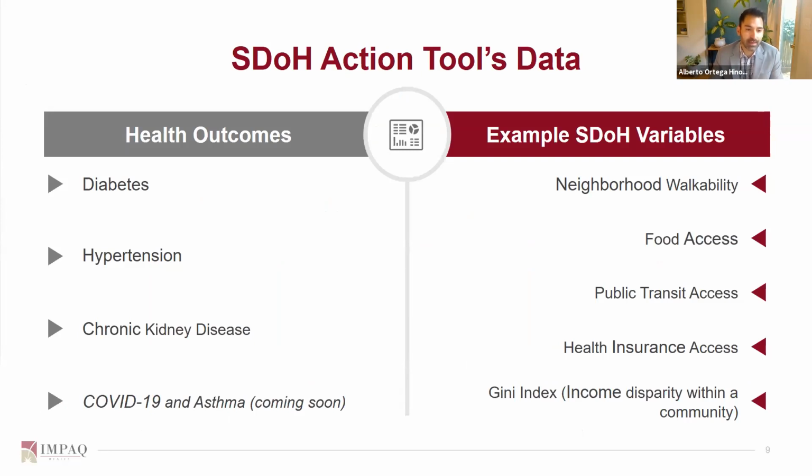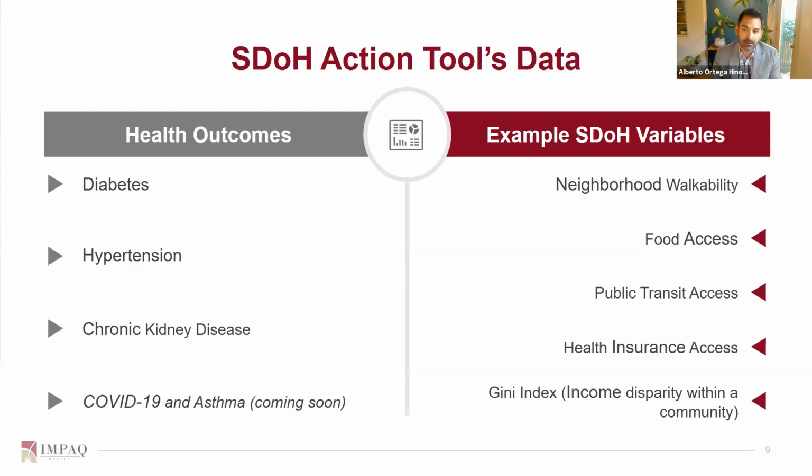We started with 3 health outcomes. Again, as Sydney mentioned, these were based on the literature and are evidence-based with respect to the SDOH variables that we chose. And right now we have diabetes, hypertension, and chronic disease in the tool, but we'll be soon adding COVID-19 outcome data as well as asthma. Just some example variables include walkability, food access, health insurance access, and the Gini index, which is income disparity within a community.